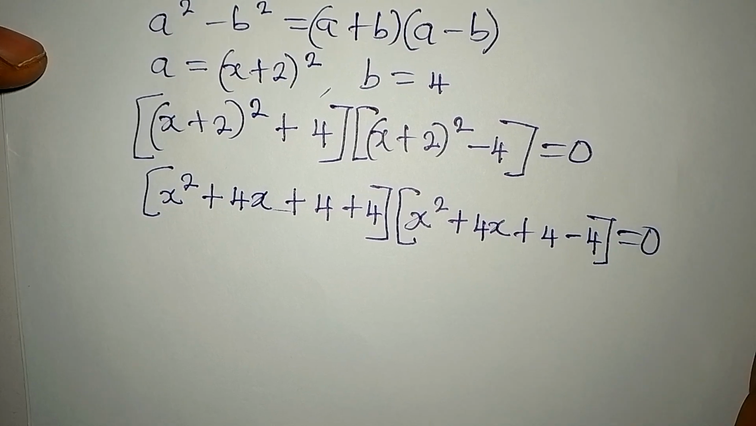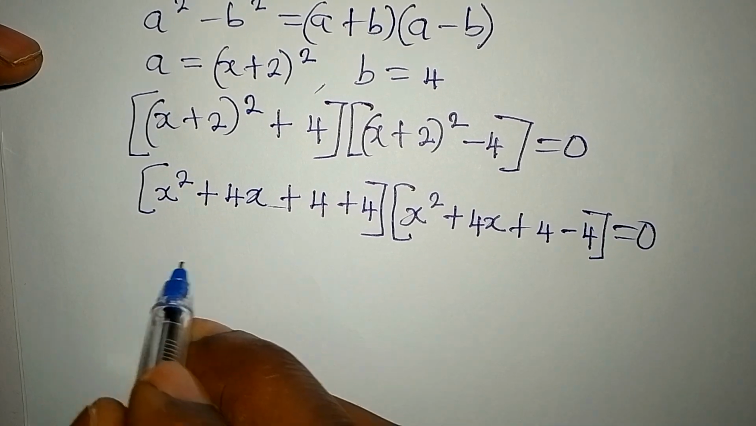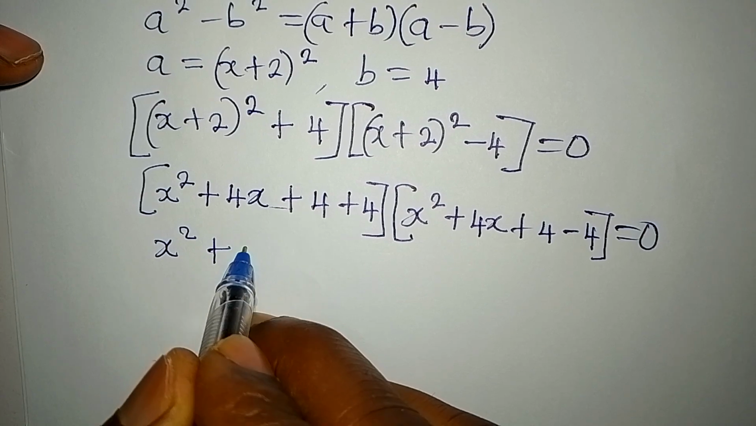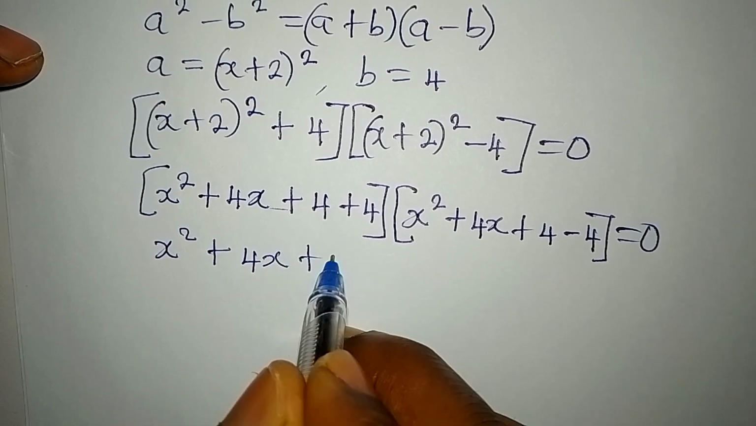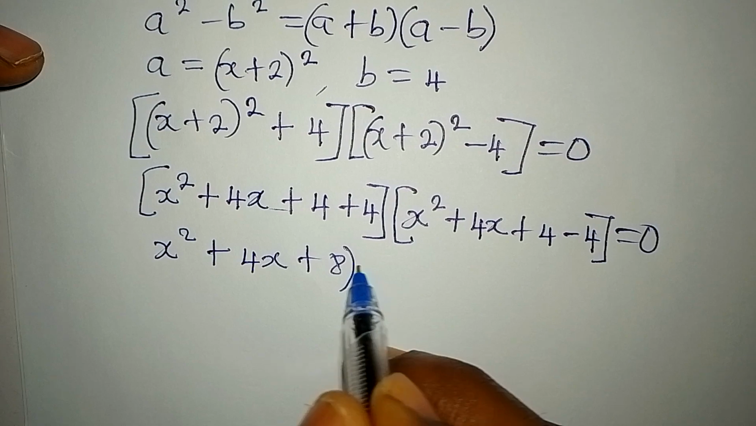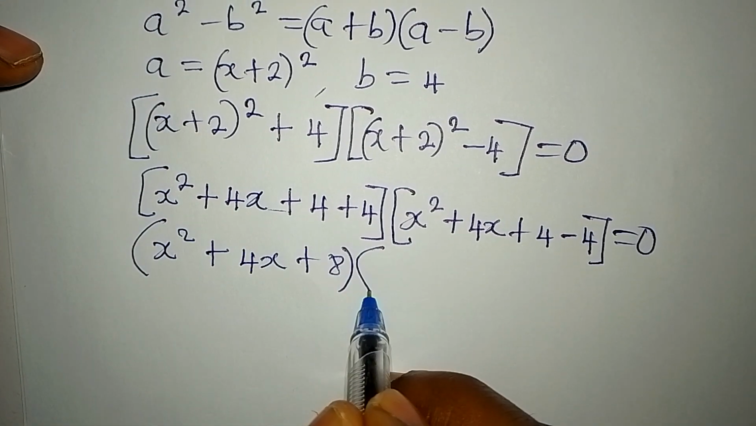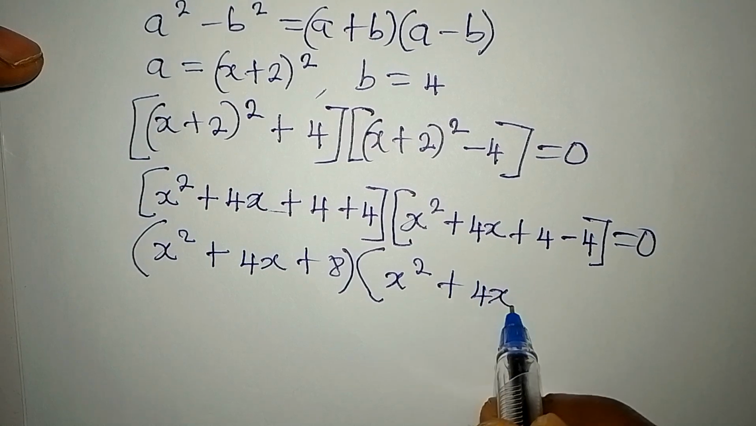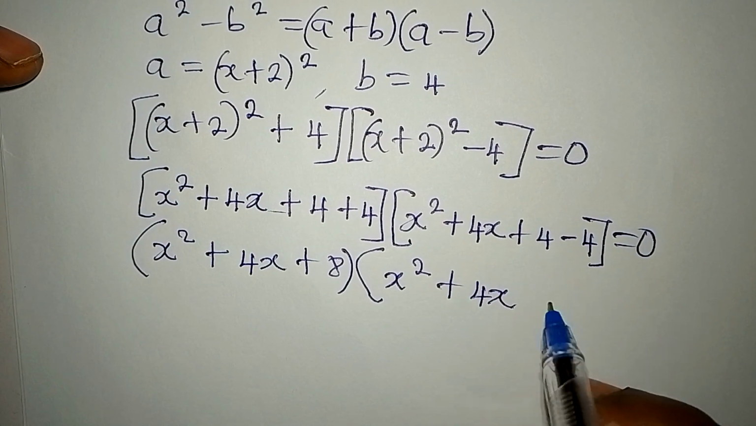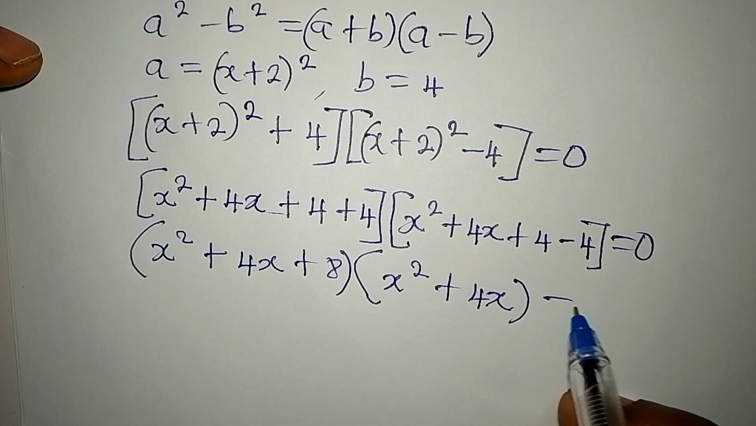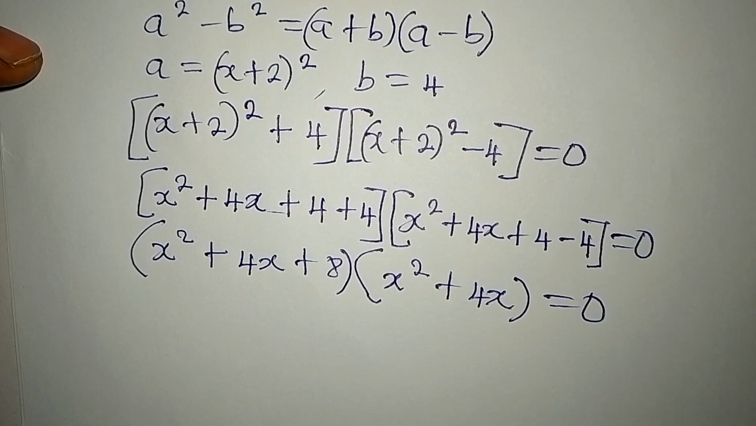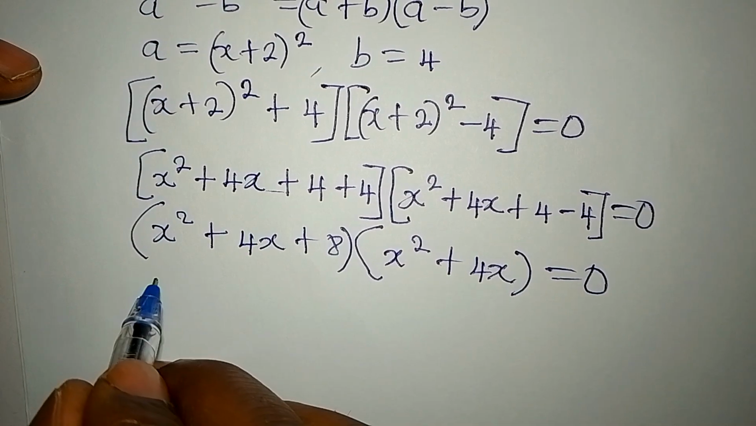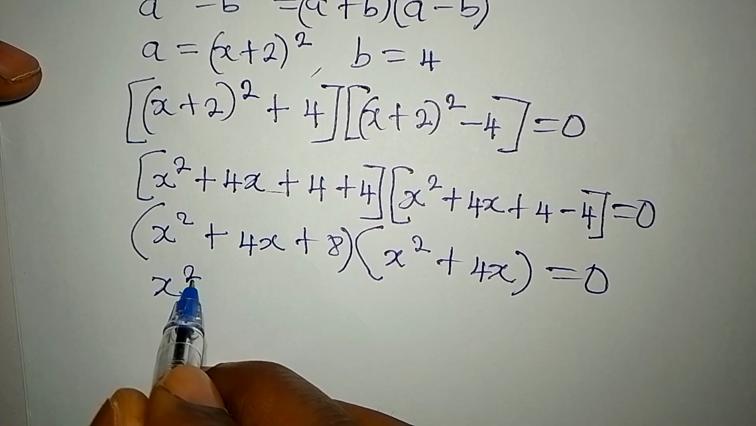Okay, so this is what we have. Now let's continue from here. So we have x^2 + 4x + 8. Then in the second, we have x^2 + 4x, since 4 minus 4 is 0, so we close this and equate to 0. Now we have two quadratic equations, this and this, and we are going to equate both of them to 0.